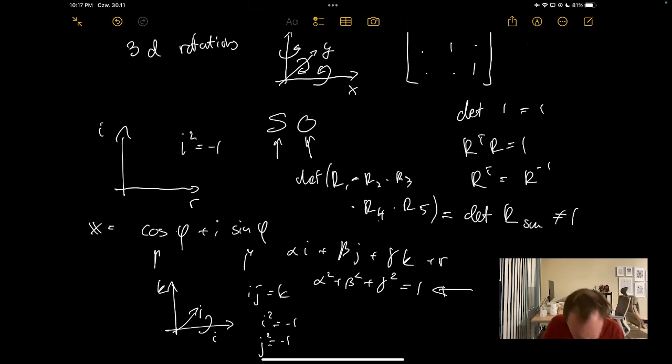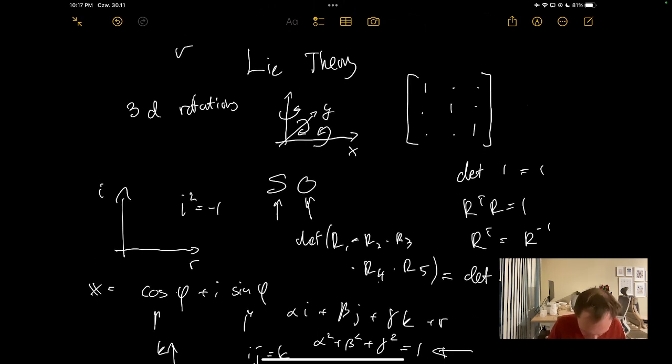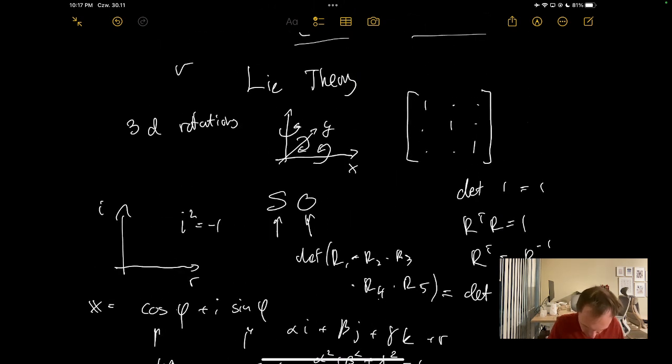Alright, so I feel I'm missing something. I'm not sure if I explained everything I had from these rotations, but let me just leave it at that for now.